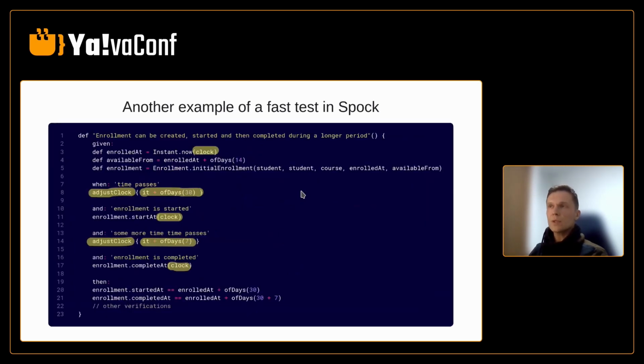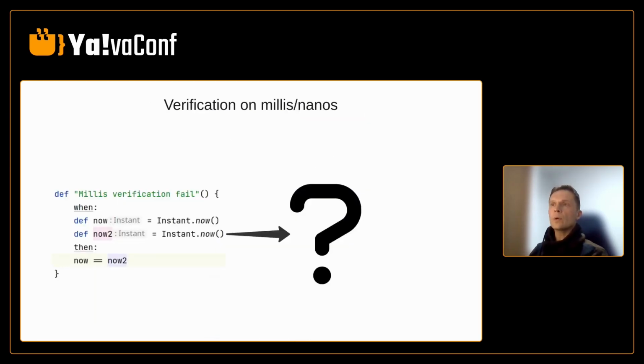But we can do better. Now this is more like a saga. We would like to make a very complicated test case that spans many days, many different phases. So we have an initial enrollment created, started, some days pass, and then it's completed. Perfect. By the way, if you won't use the clock, what will happen over here? Tell me, will this test fail or not?